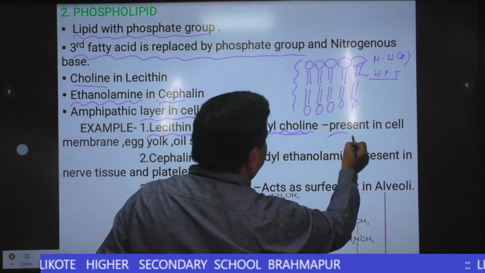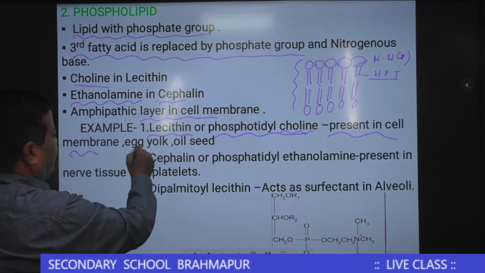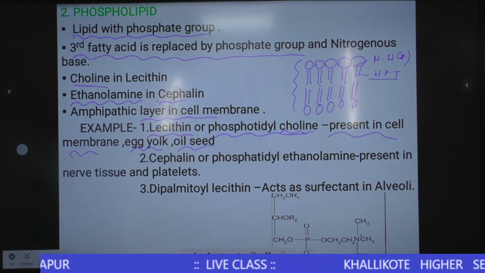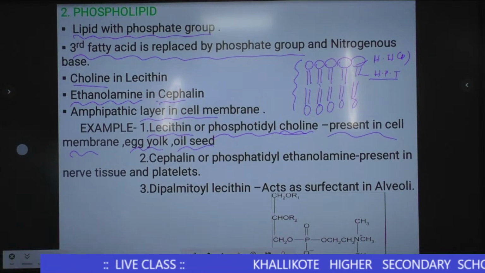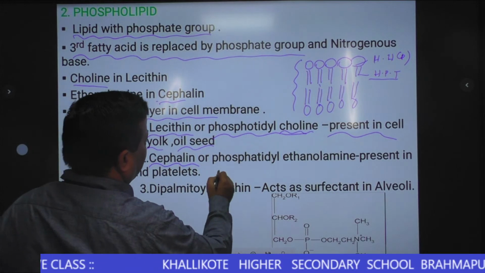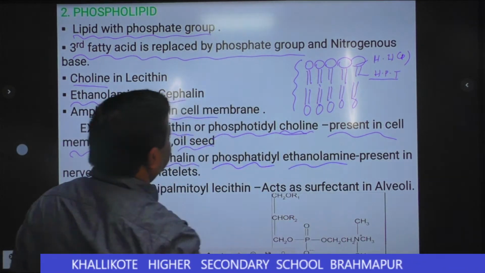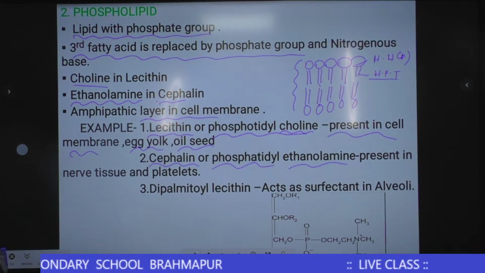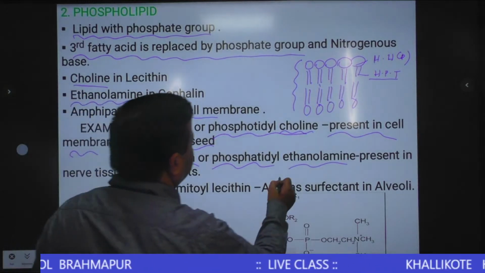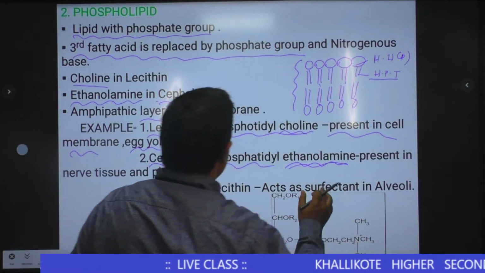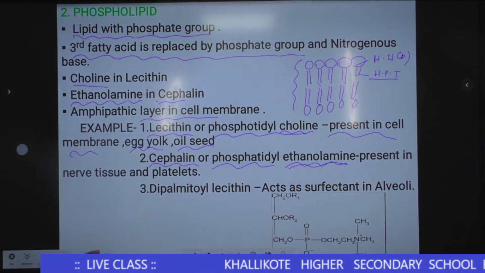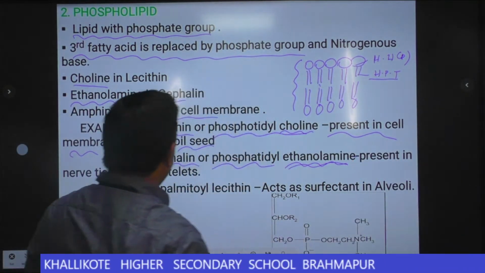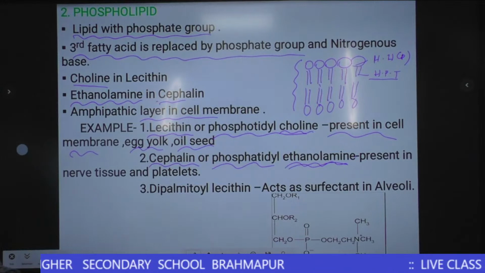This lecithin is present in the cell membrane, egg yolk and oil seeds. You remember, lecithin is present in cell membrane, egg yolk and oil seeds. Similarly, cephalin is also called phosphatidyl ethanolamine. Phosphatidyl means fatty acid plus glycerol plus phosphoric acid, and the nitrogenous base, that is ethanolamine. These four components constitute the cephalin or phosphatidyl ethanolamine, which is present in nerve tissue and blood platelets.